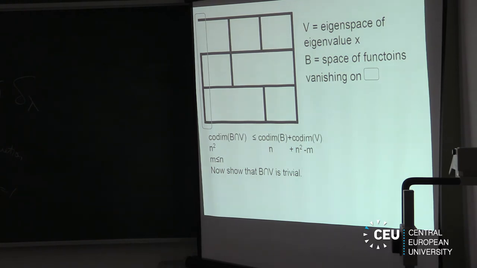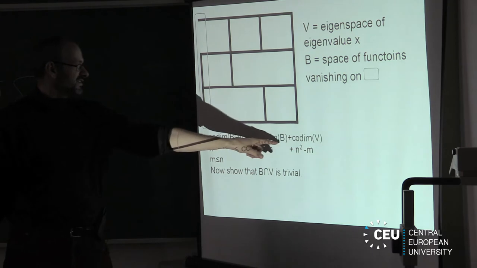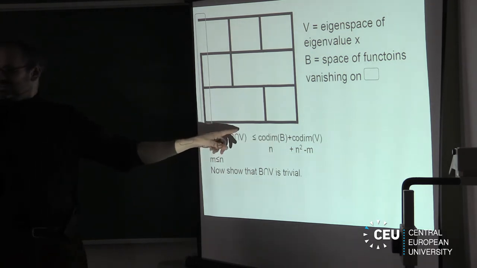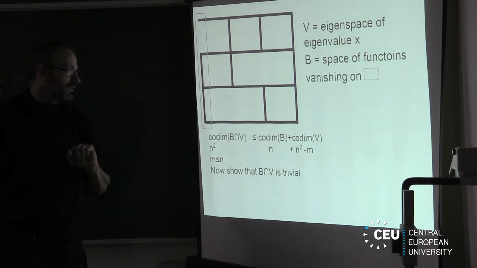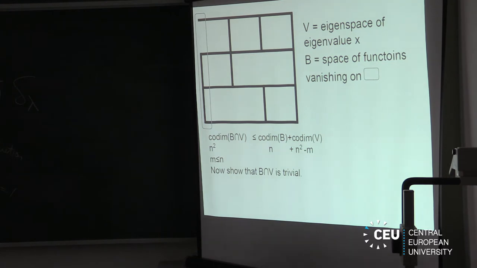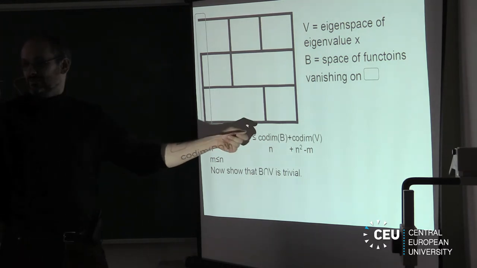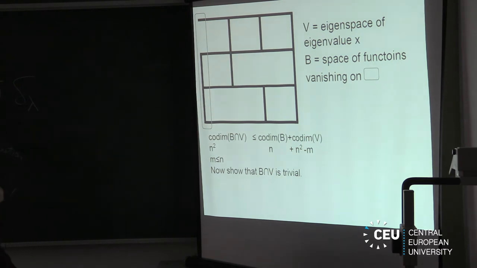And now you look at the intersection of the two spaces. And the intersection satisfies this inequality. The codimension of the intersection is less than or equal to the codimension of one plus the codimension of the other. This is just some standard fact. If they're linearly independent, then it's equality, but it's always less than or equal.